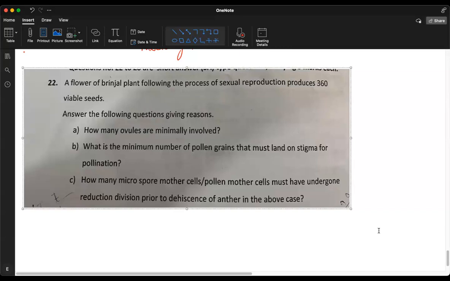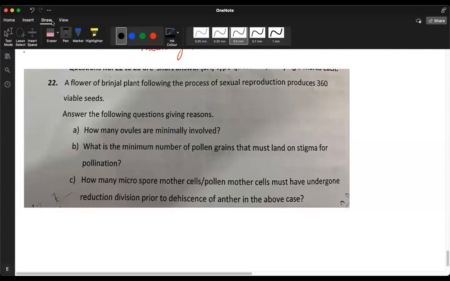A flower of a brinjal plant following the process of sexual reproduction produces 360 viable seeds. Answer the following questions, giving reasons. A. How many ovules are minimally involved? B. What is the minimum number of pollen grains that must land on the stigma for pollination? C. How many microspore mother cells or pollen mother cells must have undergone reduction division prior to dehiscence of the anther in the above case?